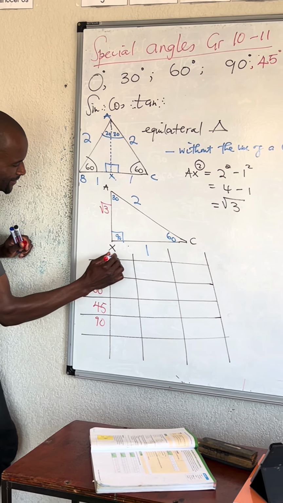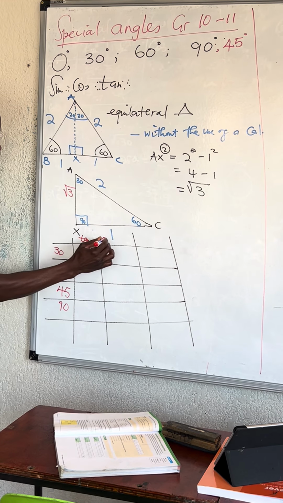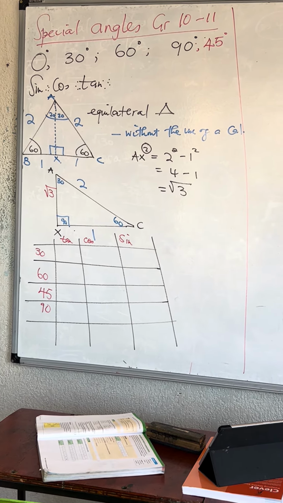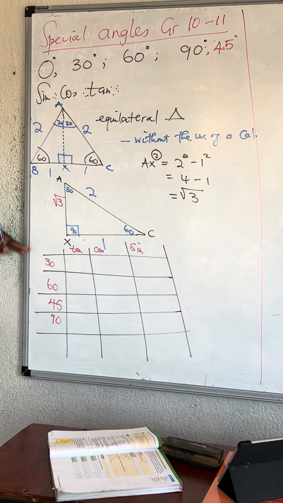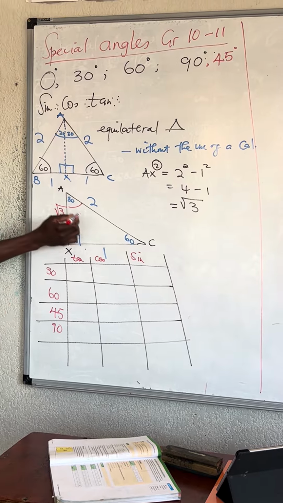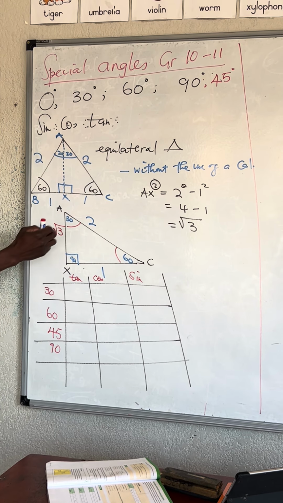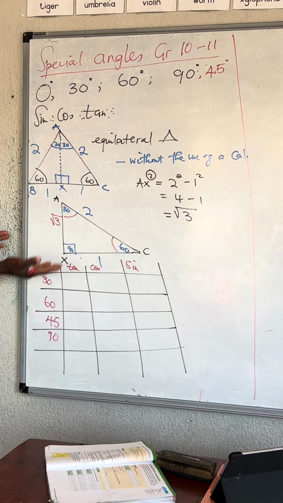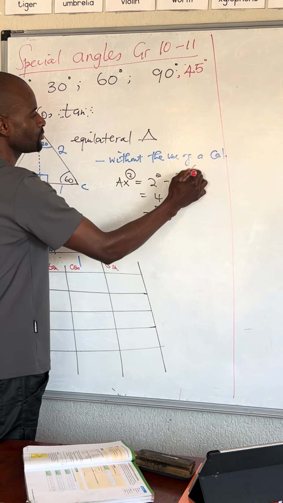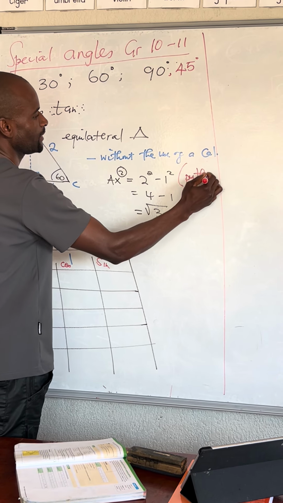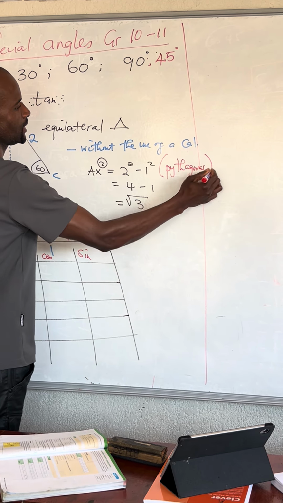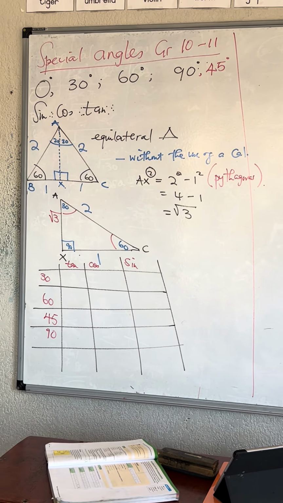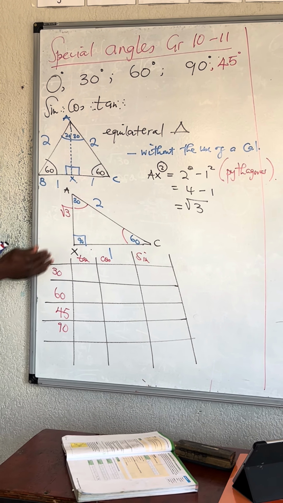Now we are dealing with this one being tan, this one cos, this one sine. Without the use of a calculator, we want to calculate the missing angle. Here we have our 30 and our 60. We looked for the missing side, which was root 3, and we managed to get it. How did we get it? We use Pythagoras here. You must show, because you must communicate what is happening. You must give your reason there.